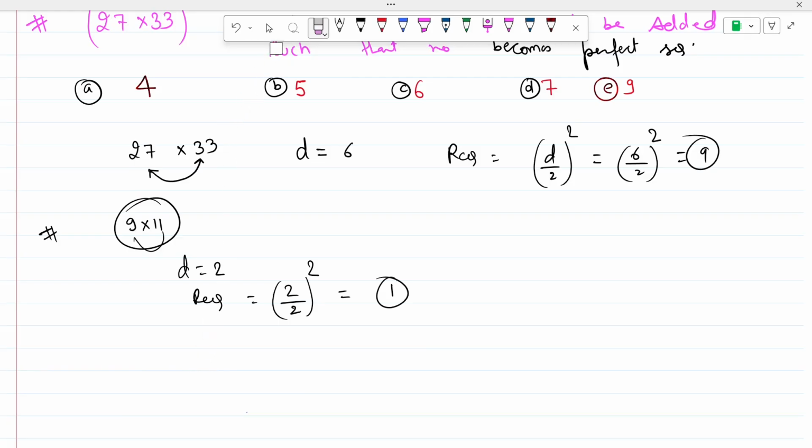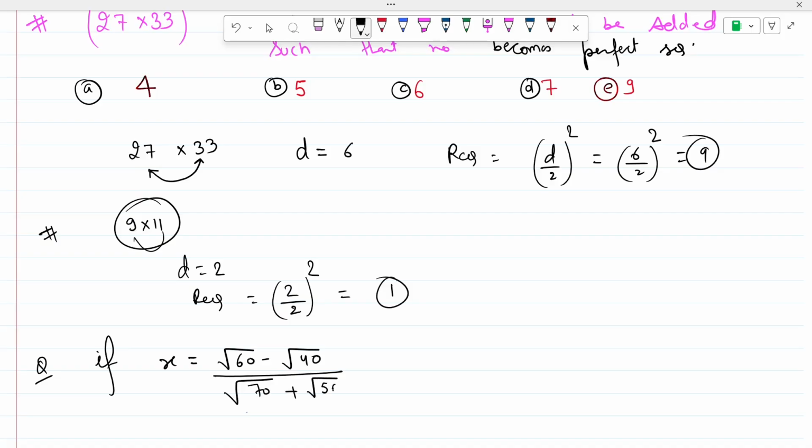Fair enough. Okay, so the next important type of question is: if x is equal to root 60 minus root 40 upon root 70 plus root 50, and y is root 60 plus root 40 upon root 70 minus root 50.